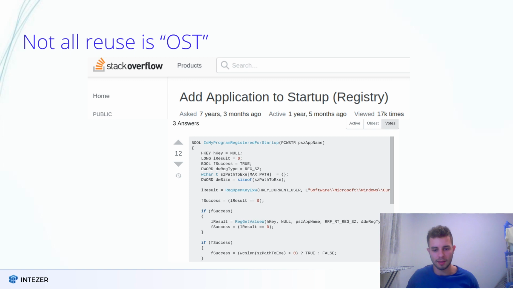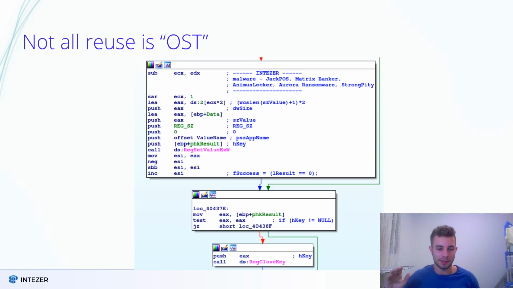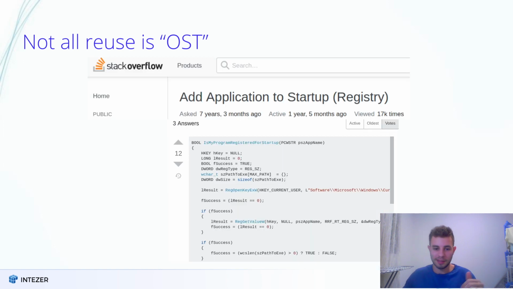in Intezer we specialize in genetic software mapping, as I said. So we have our own code reuse engine, and we have a lot of samples in our database which we compare against the code that we can, to notice if there's any reuse there. So we took this specific code and we compiled it, and we were able to notice that Matrix Bunker, Animus Locker, Aurora Ransomware, Strong PT, APT, they all use this specific Stack Overflow answer.